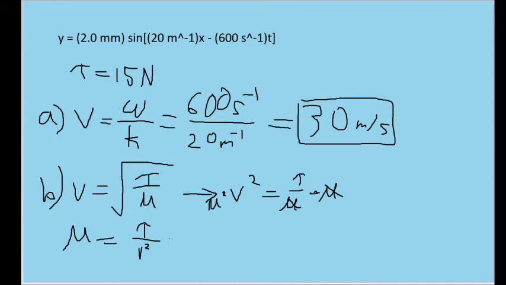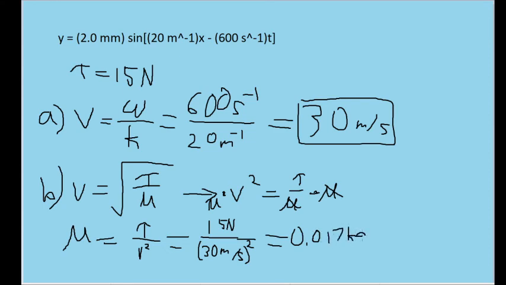Now, we have all these relevant values here. We have the tension of the string, which is given to us as 15 newtons. And we solved for the wave speed in the previous part. It was 30 meters per second. So let's add the 30 meters per second in the denominator here. Don't forget to square it. And doing a simple calculation, we see that this is equal to 0.017 kilograms per meter as our string density.